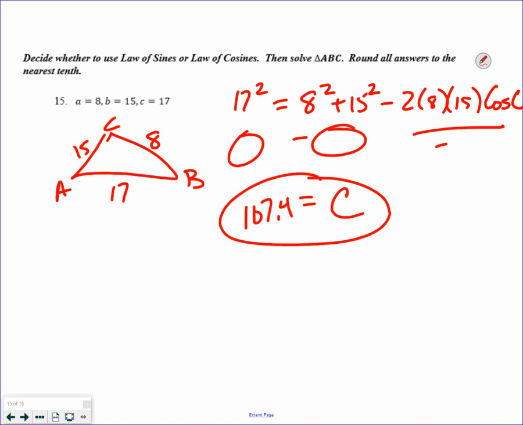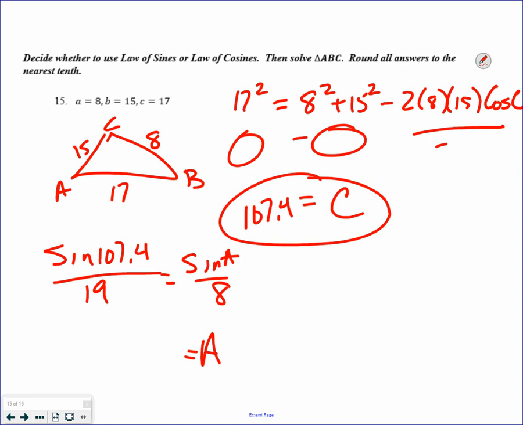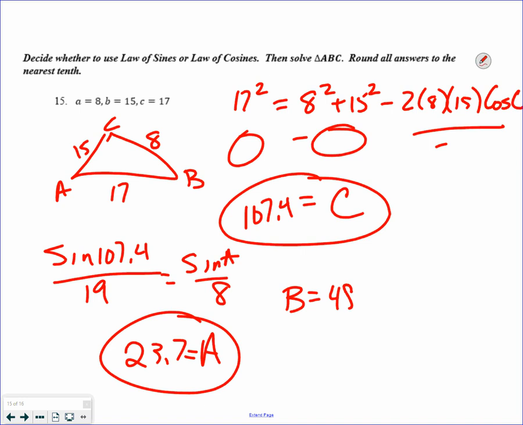Next, once I know that C is 107.4, now I can go back and do the law of sines. Sine of 107.4 over 19 equals the sine of A over 8. Cross multiply, solve. A is 23.7, and then the last angle then is 48.9 degrees.